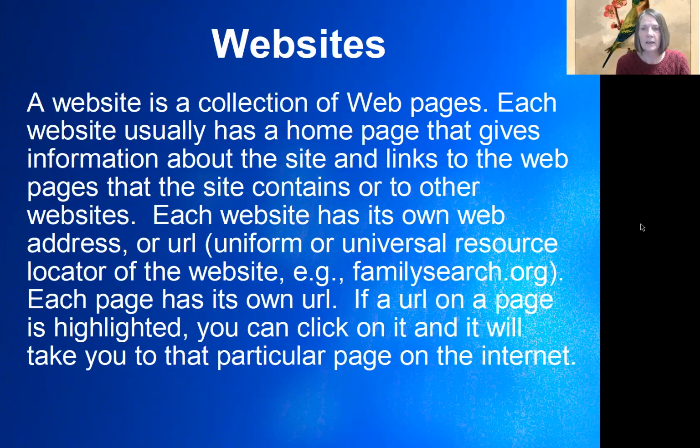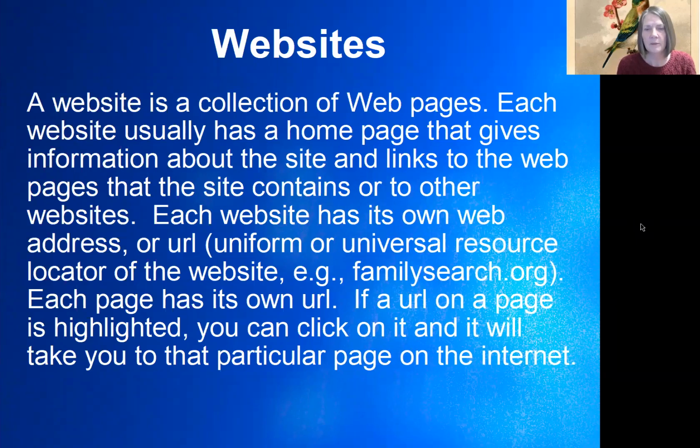So on the internet, when you bring up an image, like for example, the wiki homepage, that's actually a page within the website. Each website usually has a home page, and that will give you information about the site and certain menus and site maps and things like that. And then it will also give you links to the web pages that the site contains. So each of the web pages within that site, you can get to somehow, usually from the home page. It will also sometimes give you links to other websites.